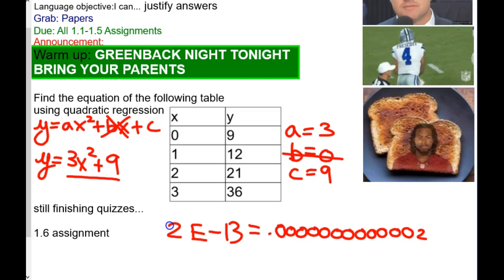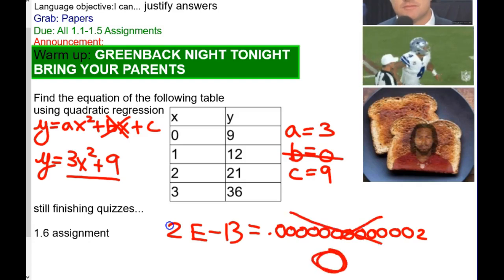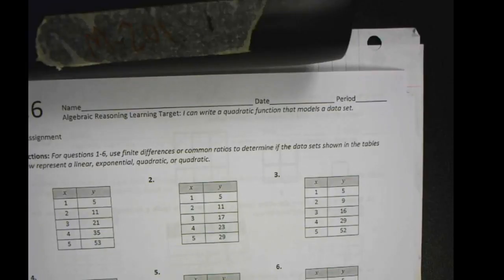So, let me tell you what this number is. 0.000000000002. Now, that is really close to what number? 0. Okay? The calculator should have given you 0. I don't know why the calculator sometimes will give you this, but from now on, if you see something like that, what does that mean? 0. Don't write it. I don't want you to write 2e negative 13 in your equations, okay? Does that make sense?